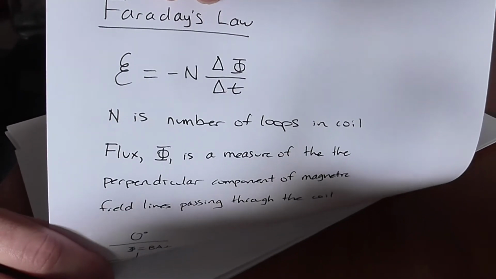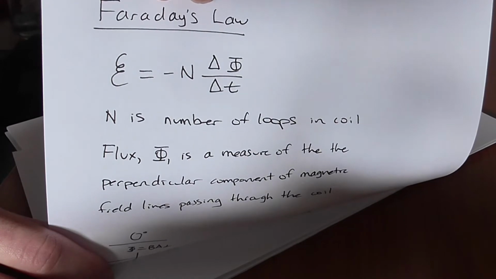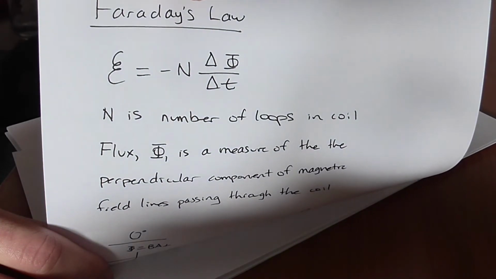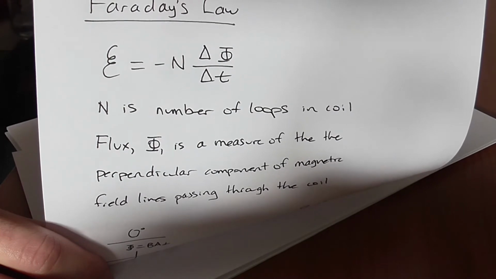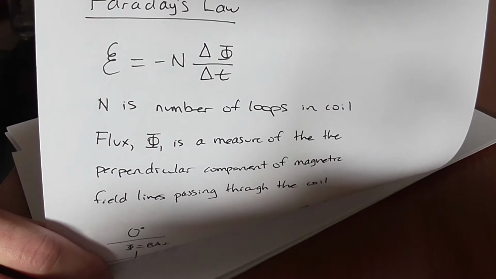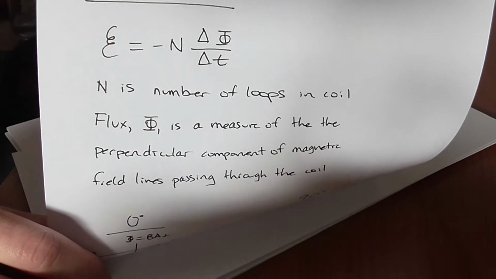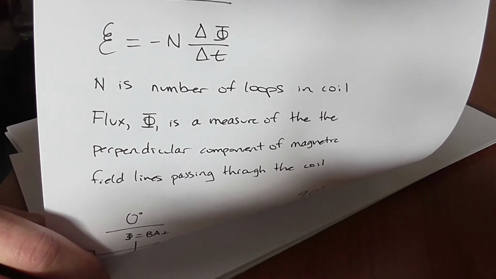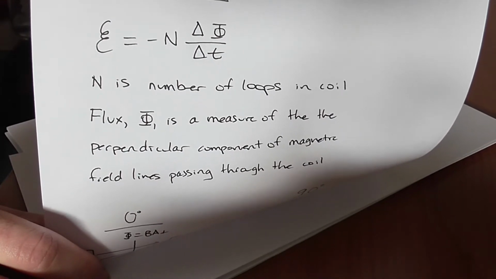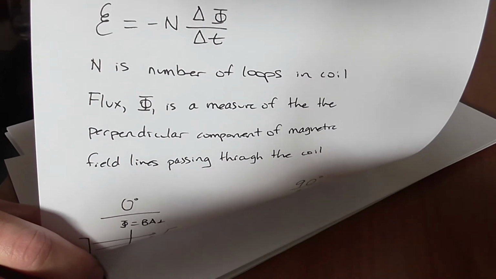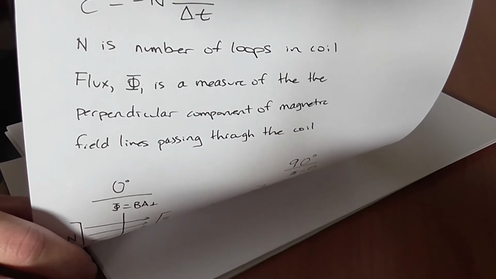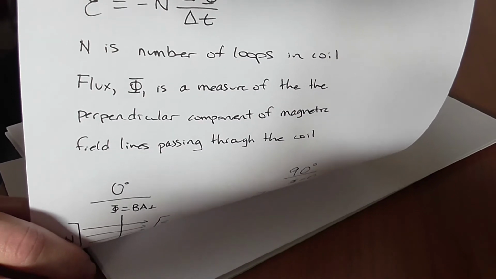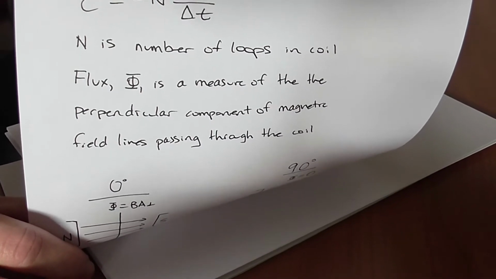So Faraday's law tells us that the EMF equals negative N times the change in flux with respect to time, where N is the number of turns in the coil. Now just a reminder that flux is a measure of the perpendicular component of the magnetic field lines that pass through the coil. Okay, so let's have a look at how the flux changes as the coil does one rotation.